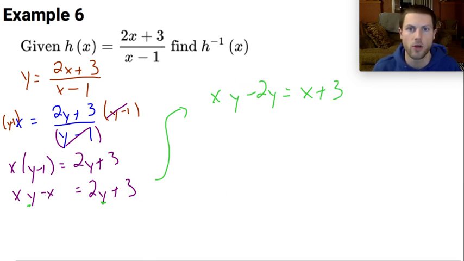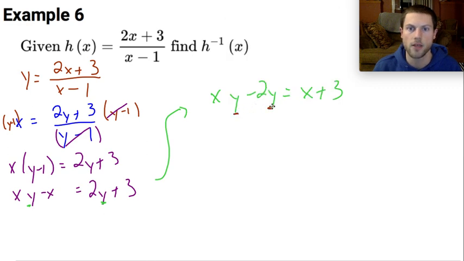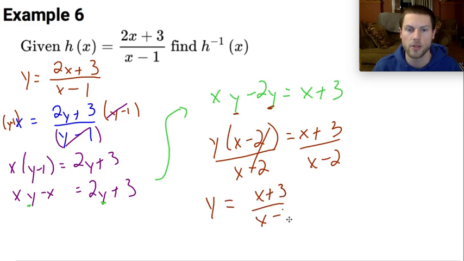Next thing I want to do is group these y's together. So I would like to have just one y by itself, not two of them. So I can factor out a y at this point. So I get y times (x minus 2) equals x plus 3. Now let's divide everything by x minus 2. Divide this by x minus 2. This will reduce, and I get y equals (x plus 3) over (x minus 2).